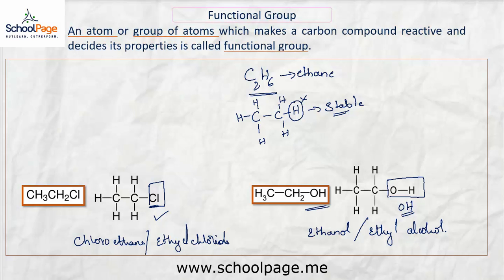Now let's define the functional group. An atom or group of atoms which makes a carbon compound reactive and decides its properties is called a functional group. A functional group is also called a heteroatom. This is because in a normal hydrocarbon we see hydrogen and carbon atoms. Anything other than hydrogen and carbon becomes a heteroatom. And hence the functional groups are also called heteroatoms.